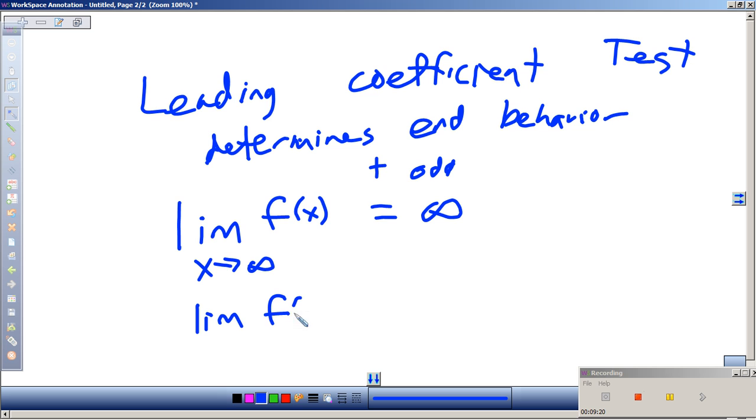So, let's see, if f of x goes to negative infinity, if we're talking about a negative odd. Yeah, it goes to infinity. So we're talking about a negative odd, which means what's happening on the right-hand side? Down. If it's negative odd. And the left-hand side, which we're talking about, so we're talking negative infinity, so the left-hand side, what's happening? Going up. So this says what's happening to the function in the long run.